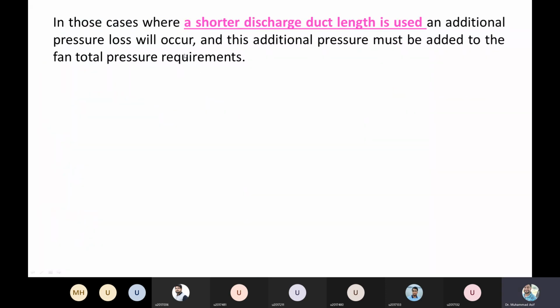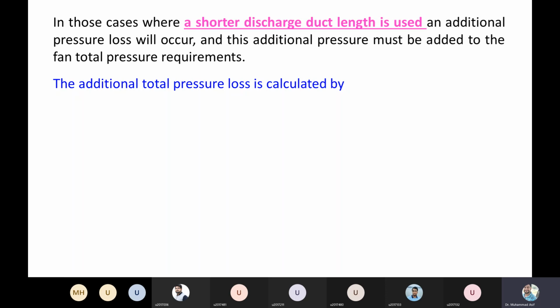And in those cases where a shorter discharge duct length is used, what will happen? If the outlet of the fan doesn't have an effective length, I mean, a short discharge duct length is used, then an additional pressure loss will occur, and this additional pressure must be added to the fan total pressure requirement. So this is an additional loss of pressure. If you're not providing an effective length at the outlet of the fan, you are increasing the pressure losses, right? So that's why the effective length should be provided at the outlet of the fan, right?